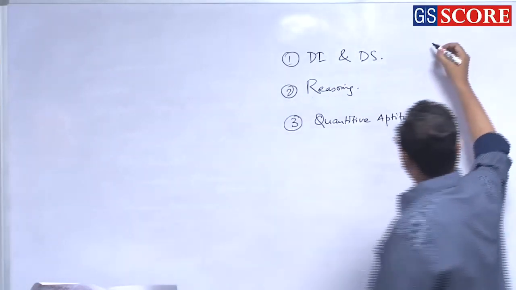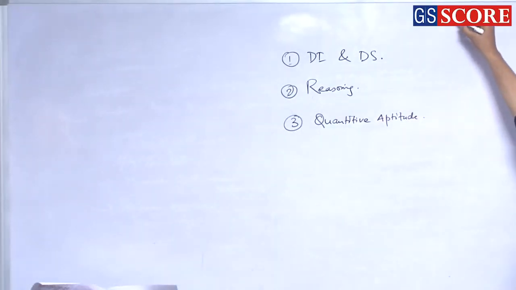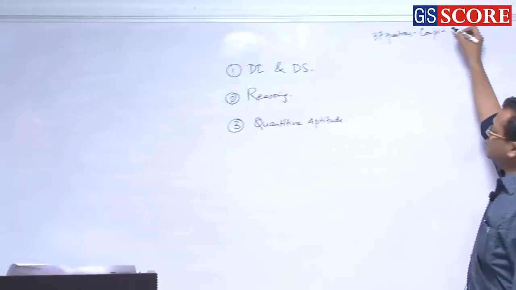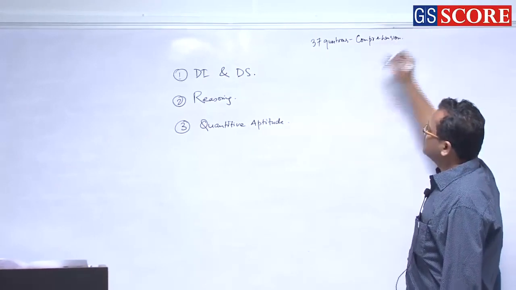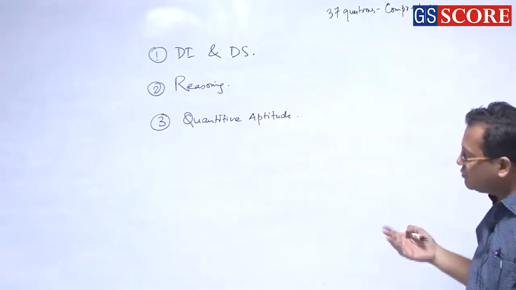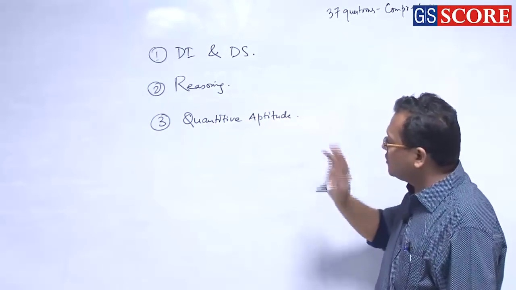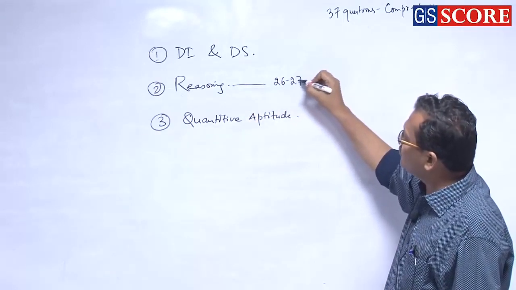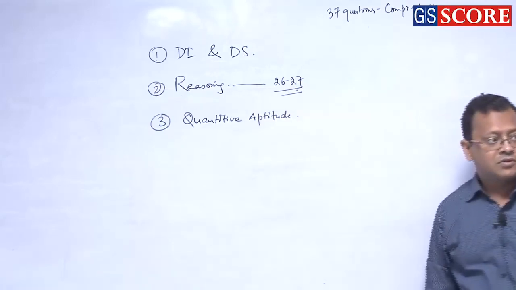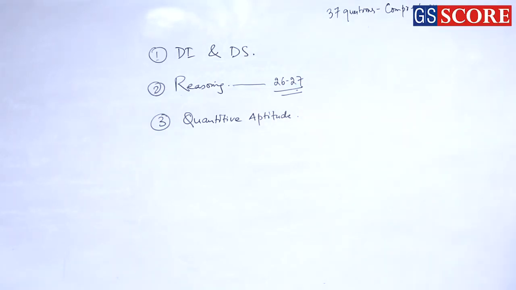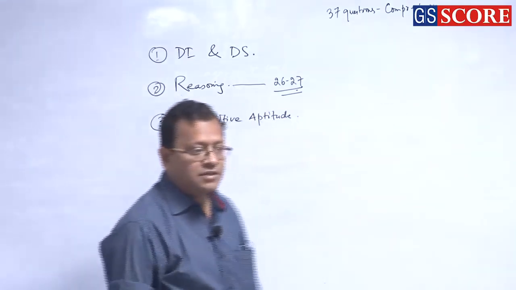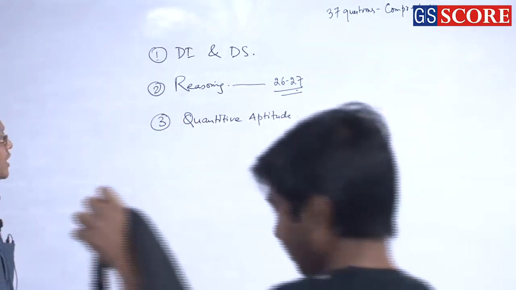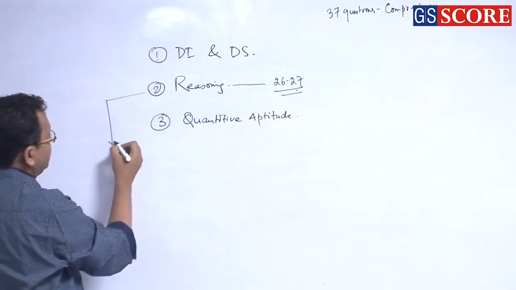So, if you see the breakup of the paper, you will see around 36 to 37 questions from the comprehension and the English part. The rest of the 40 or 43 questions will come from these three areas. Out of these 43 questions, around 26 to 27 of them will come from the reasoning areas. So, we can say around 60 to 65% of the questions come from the reasoning area of the CSAT part. Clear or not? Okay.